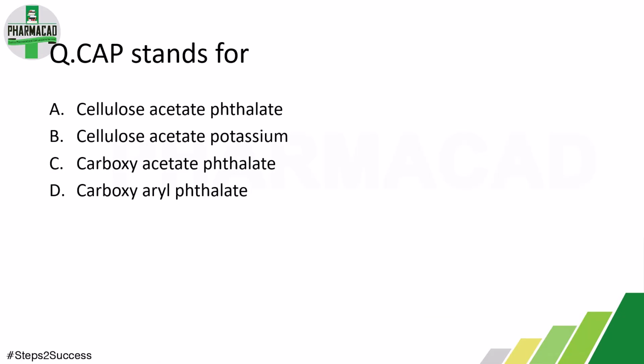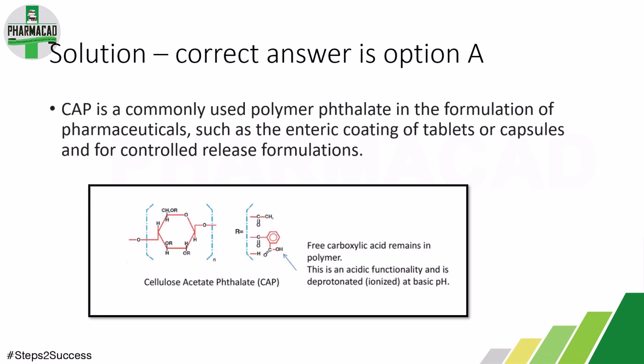This is the first question. CAP stands for option A, cellulose acetate phthalate, option B, cellulose acetate potassium, option C, carboxyacetate phthalate, option D, carboxyaryl phthalate. So the correct answer is option A, cellulose acetate phthalate.